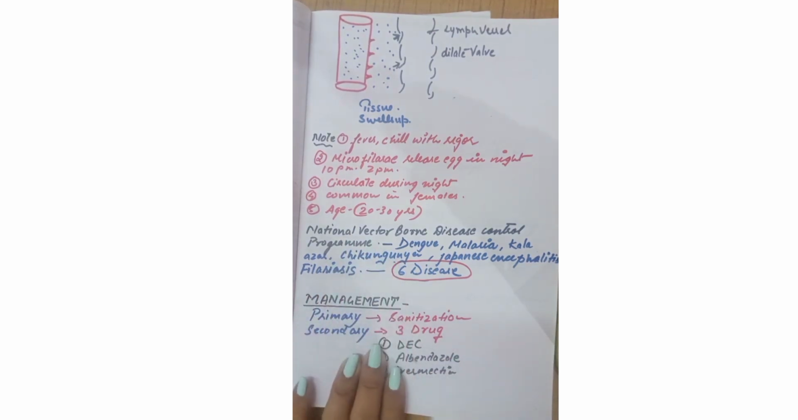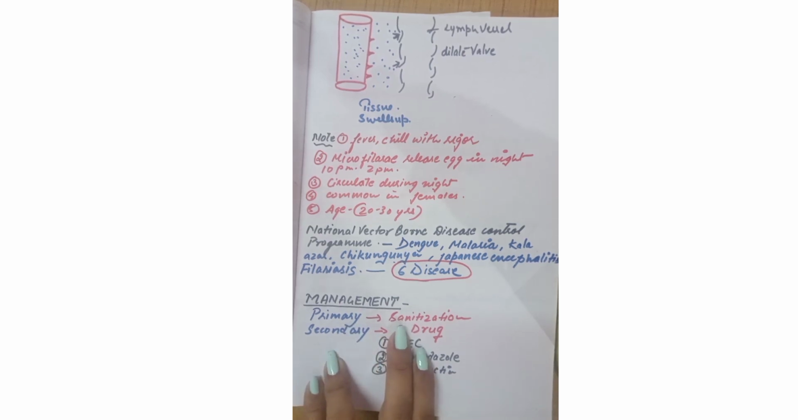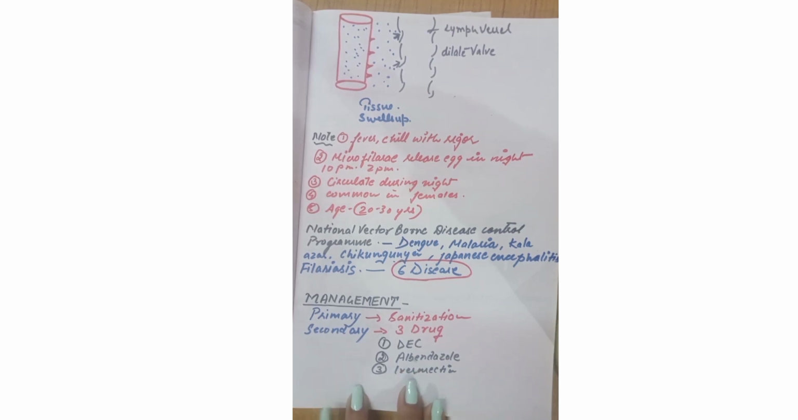Okay, and the management of the disease is primary and secondary. For the primary one, we should maintain sanitization around us, and for the secondary there are 3 drugs, that is DEC, diethylcarbamazine, and albendazole and ivermectin. Okay, further we will discuss the treatment. This is the basic primary and secondary management.